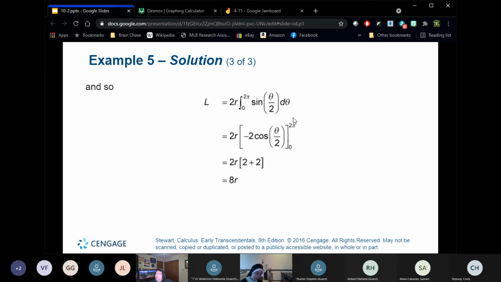So if we plug in 0 and 2 pi, cosine of 0 is 1, and when I plug in 2 pi, I get cosine of pi, which is actually negative 1. So I get negative 1 times 2, or negative 2. And when I plug in 0, I get positive 1, but it's minus that, so it's minus a negative 2, which is positive 2. So I get 8r as my arc length. So it's 8 times whatever the radius is that would be the arc length for the cycloid.